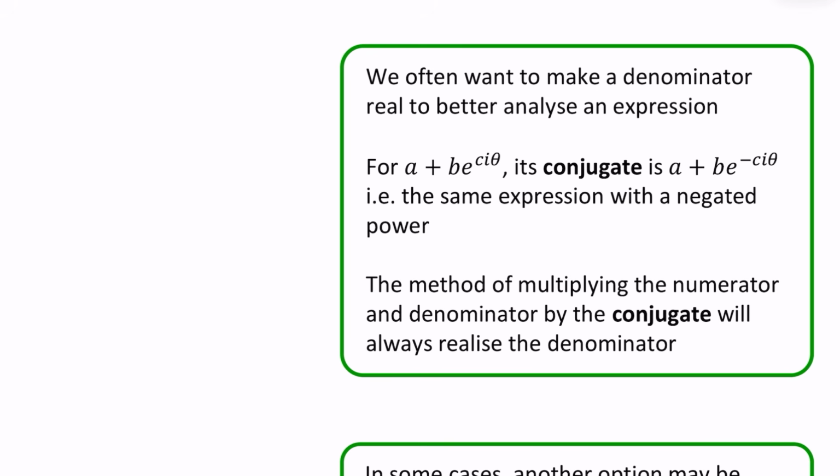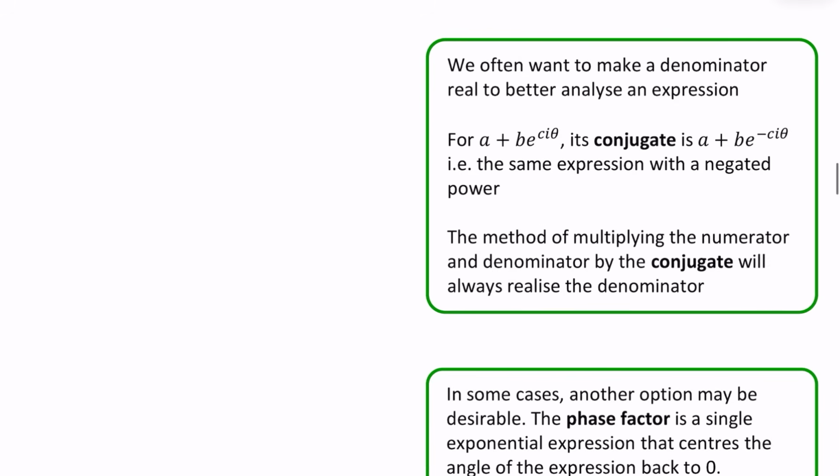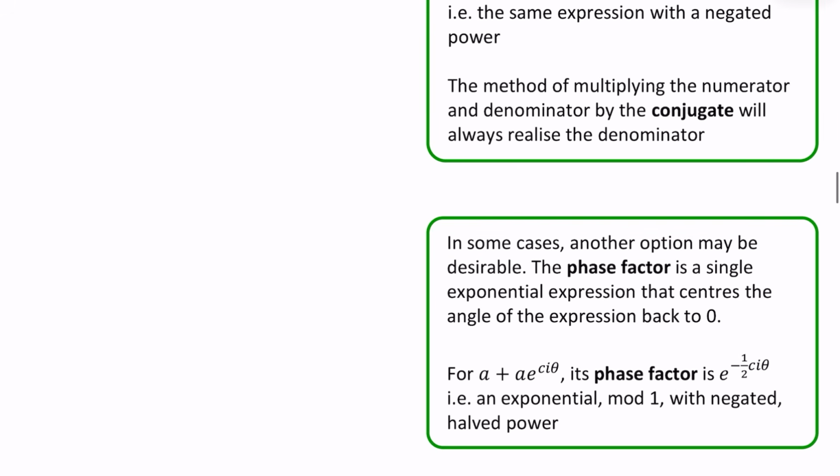The method of multiplying the numerator and denominator by the conjugate will always realize the denominator. And of course, if you're multiplying the numerator and denominator by the same thing, it's like multiplying by 1, so we're not actually changing what it does. Now, in some cases, another option may be desirable.